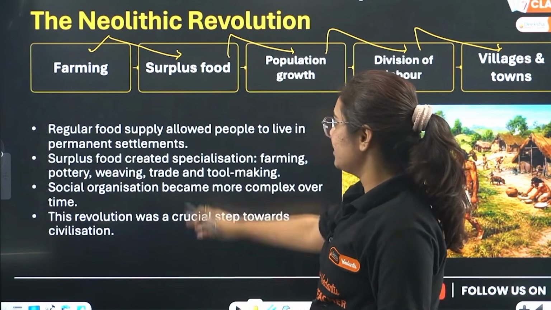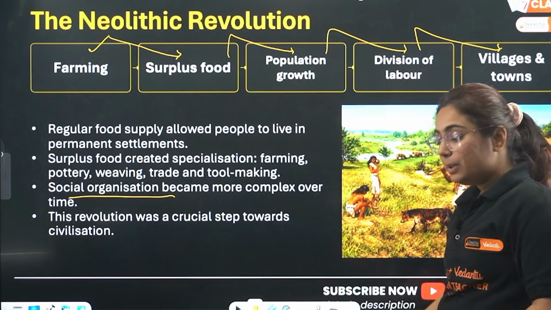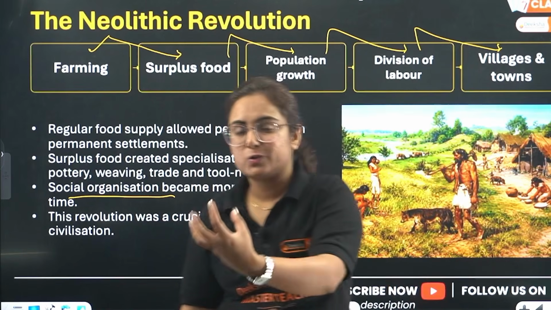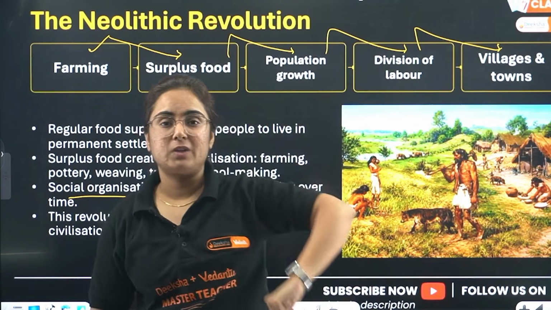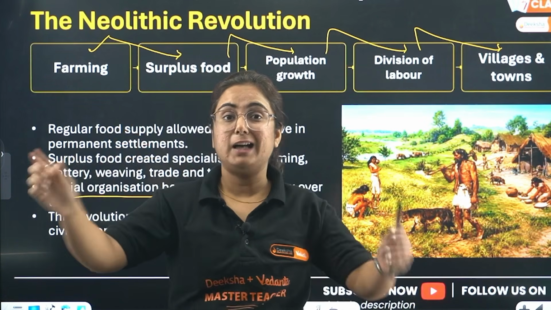Get it, beta? So this is here. And here becomes the time of social organization. People started building their houses nearby and became a society. When they made the society, rules started. Rules were being implemented.